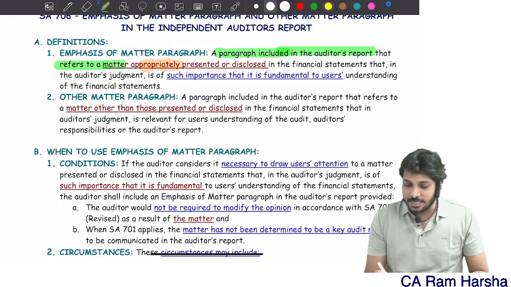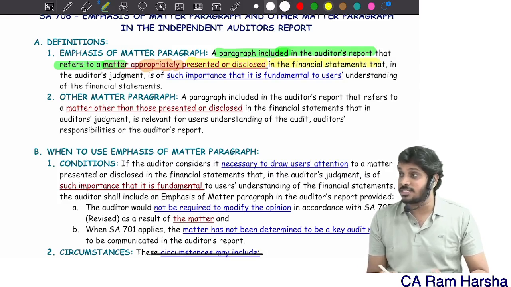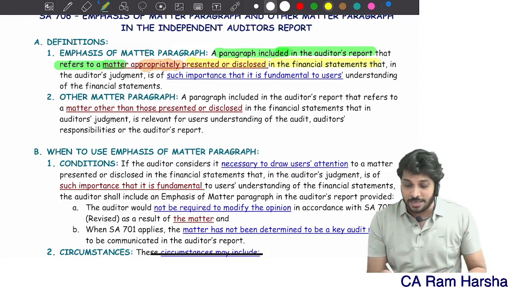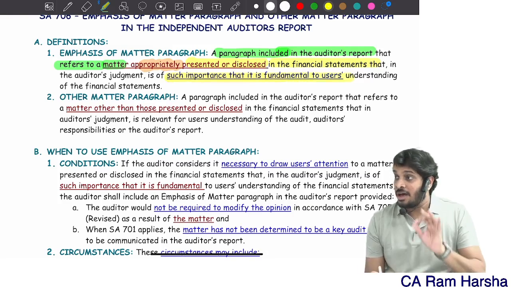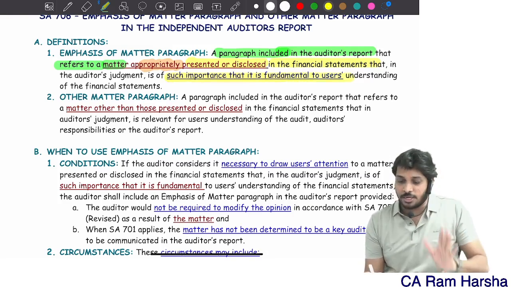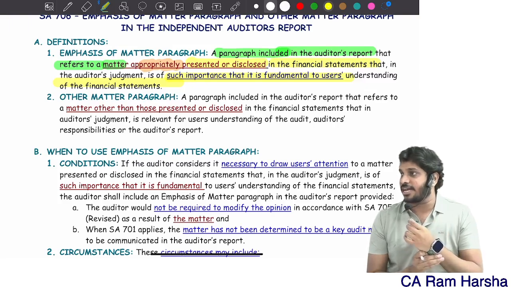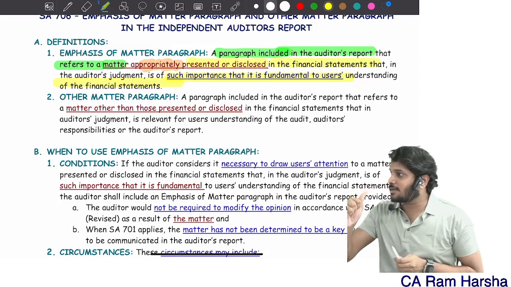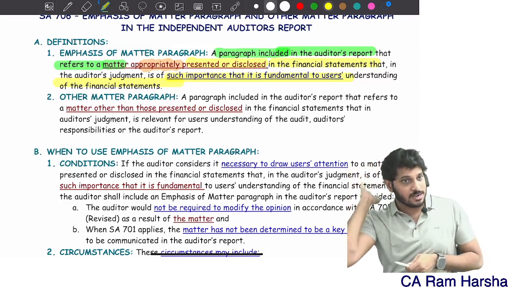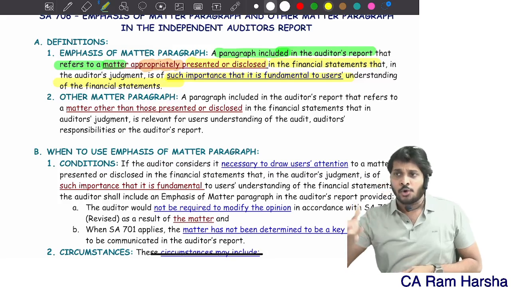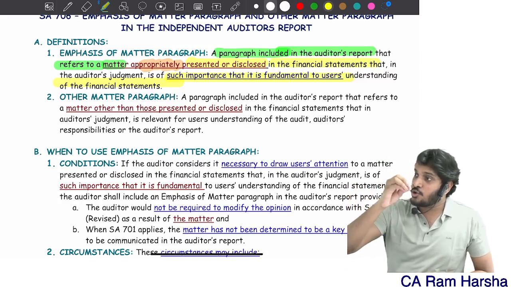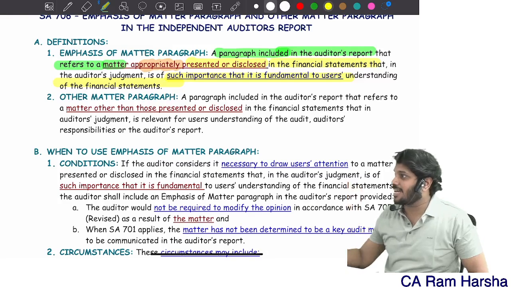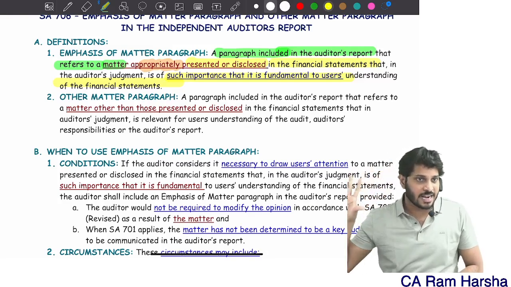appropriately presented or disclosed in the financials that, in the auditor's judgment, is fundamental to the users' understanding of the financials. So the auditor is referring to a matter. What matter? One that is presented or disclosed in the financial statements, which is important for the user to understand and interpret the financial statements.